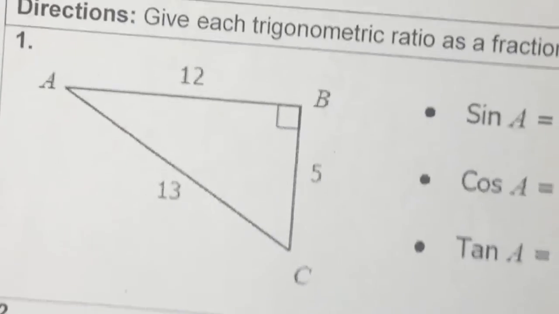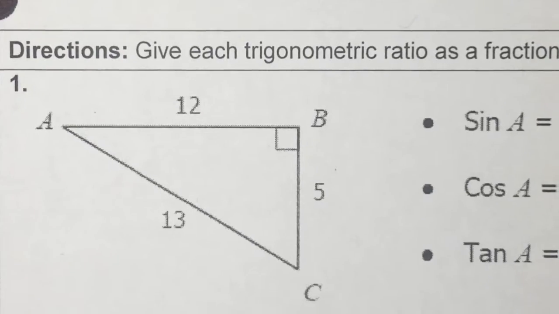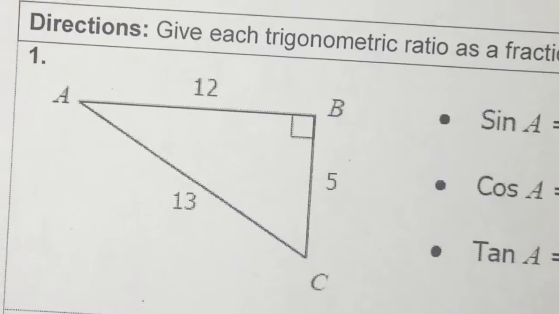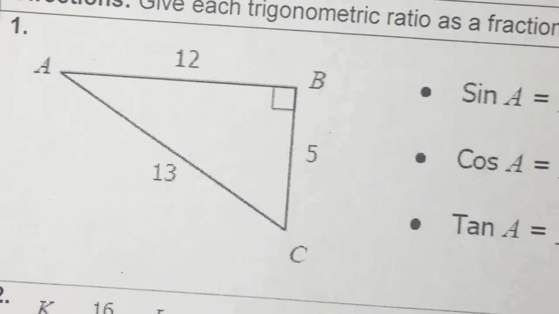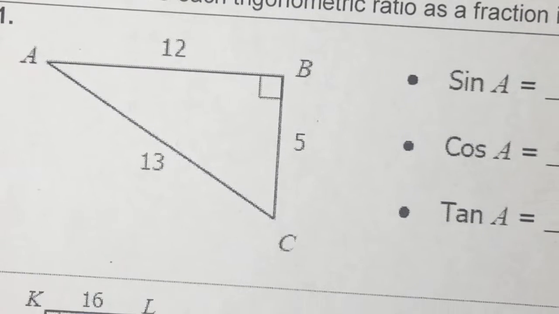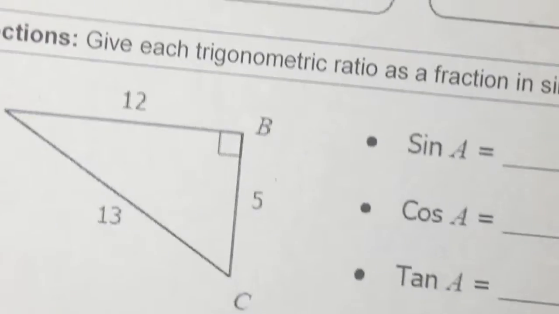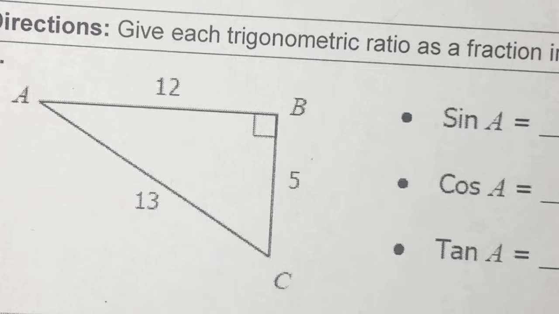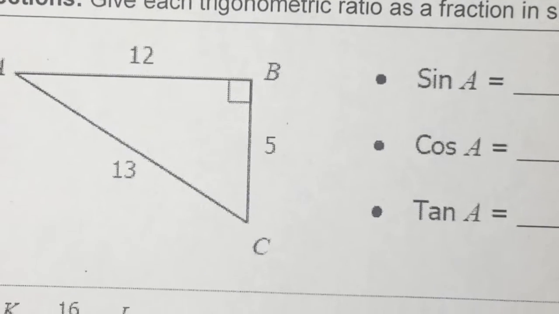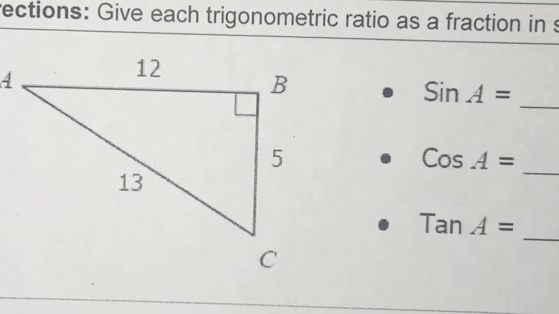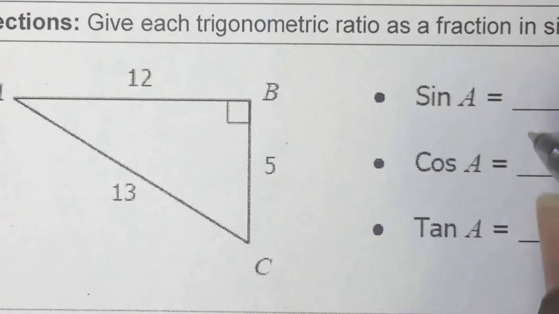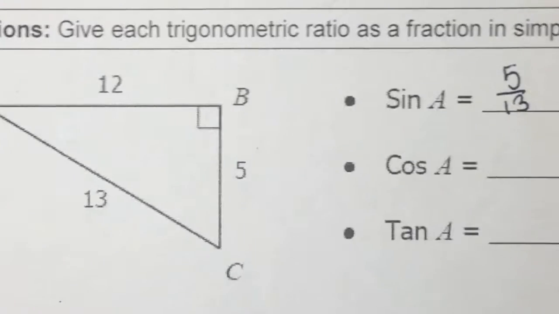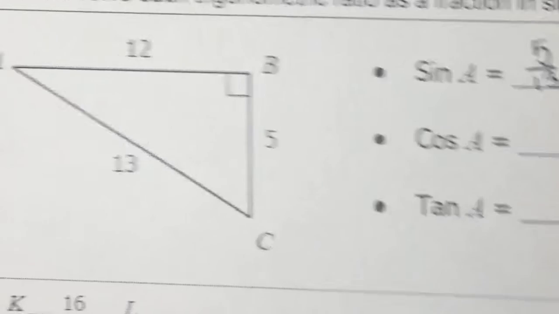Alright. Moving on down here, number 1 says give each trigonometric ratio as a fraction in the simplest form. So here they gave us all 3 sides, but they want us to write ratios based off what angles they call out and what trig function. So the first one is sine of angle A. If they say sine of angle A, what ratio would you write? 5 over 13, thank you. If you can't figure that out, you might want to think about it in your head. That's from angle A.